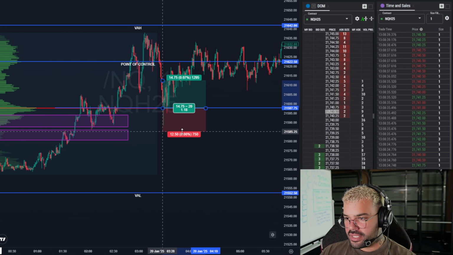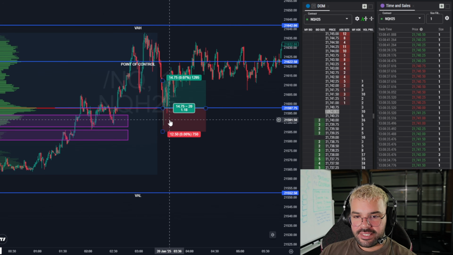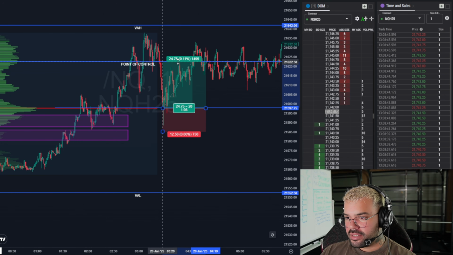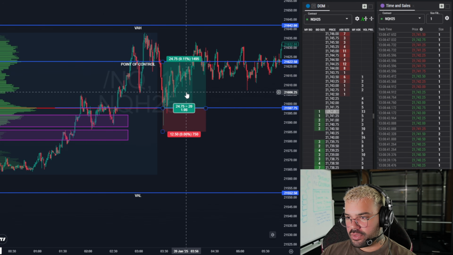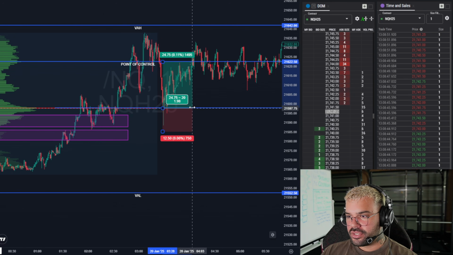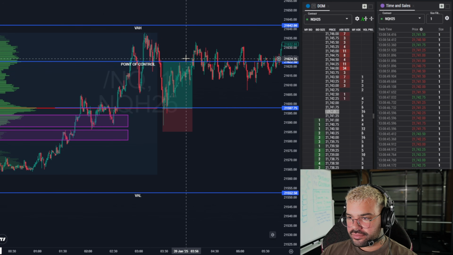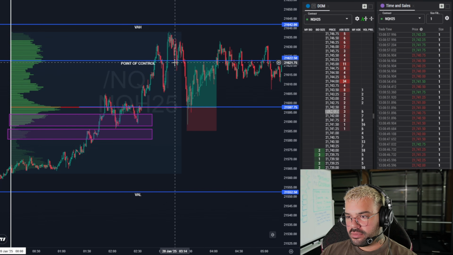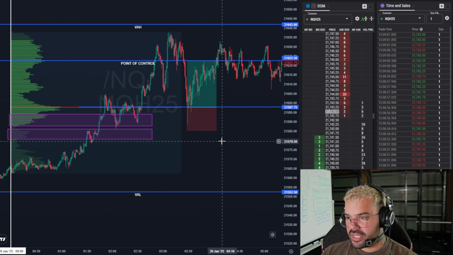You get long at current session point of control. You could even use the prescribed 12.5 point stop loss as mentioned in the previous video and target previous day's point of control there, 24.75 points. A 1 to 2 risk reward trade right there. And that's right off the London Open using overnight profile plus previous day value levels. So these opportunities still exist.